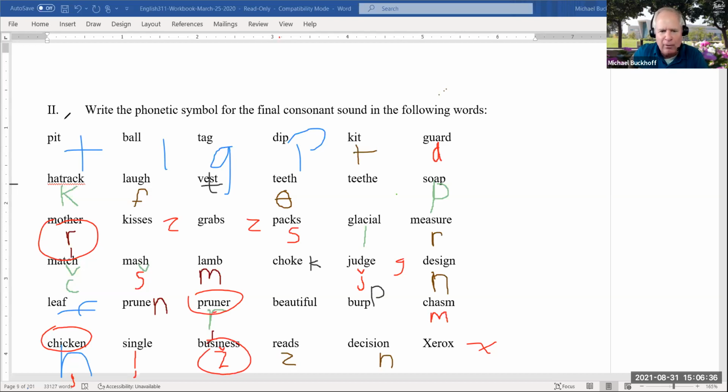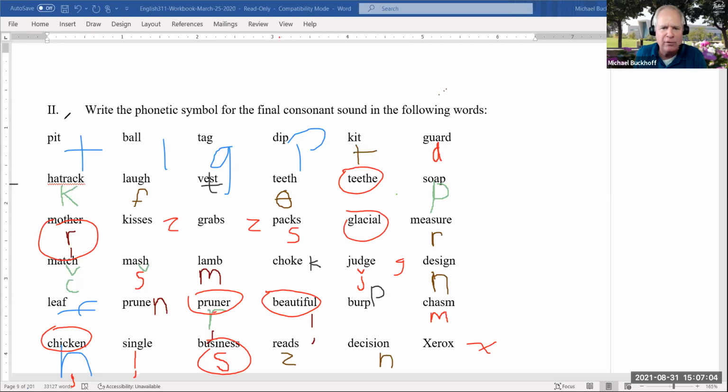Packs, choke, beautiful, reads, perfect, kit. Somebody do this one, teeth. No theta. No, change it. Now remember it's more of a voiced interdental. It's teeth. Glacial. Got to do that one.